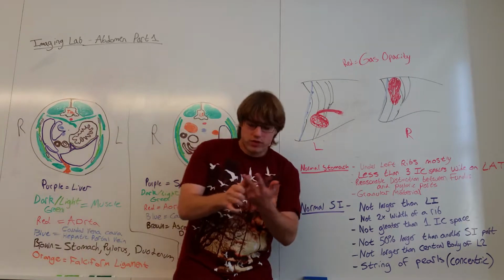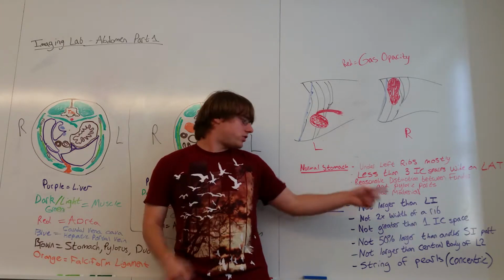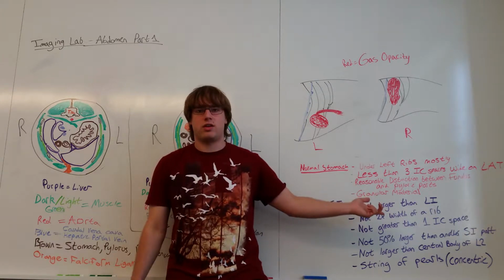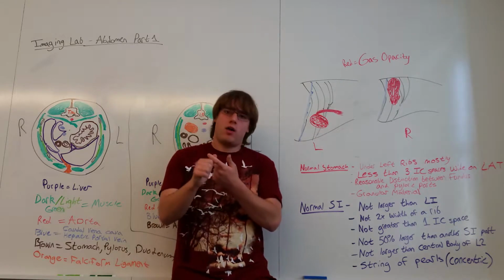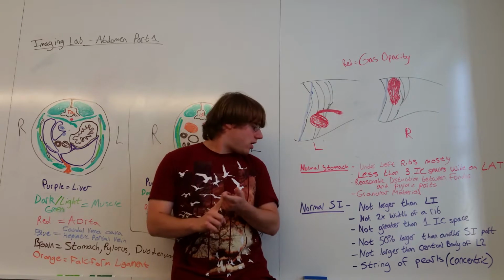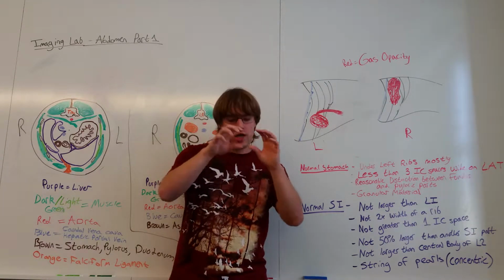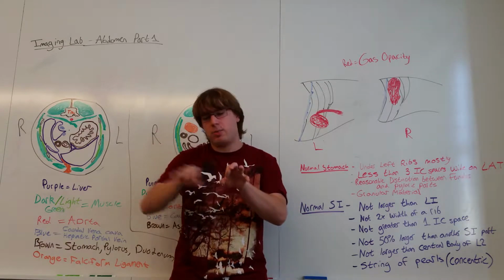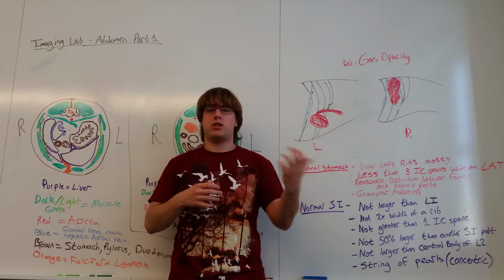Now, the references we use to say this small intestine is not healthy are, first of all, it shouldn't be larger than a large intestine. Then, also, it shouldn't be 2 times the width of a rib. It should be less than the space of a single intercostal space. They gave a more general rule: if you take one segment of small intestine and compare it to another segment of small intestine, one segment shouldn't be more than 50% larger than the other.